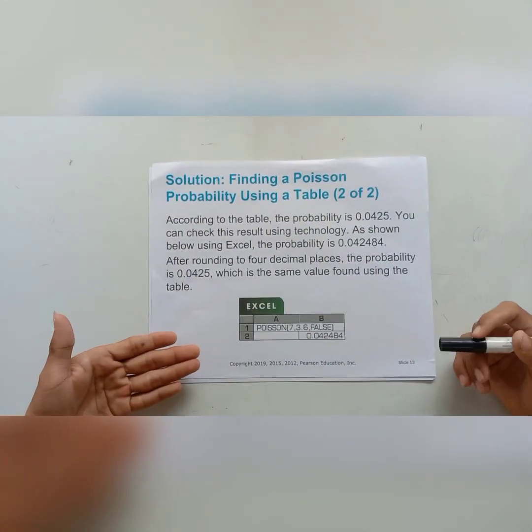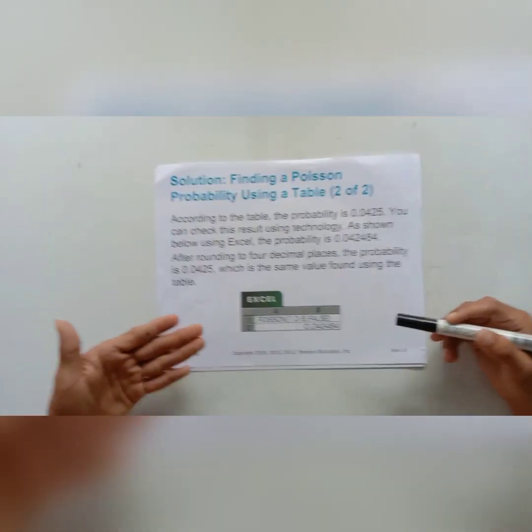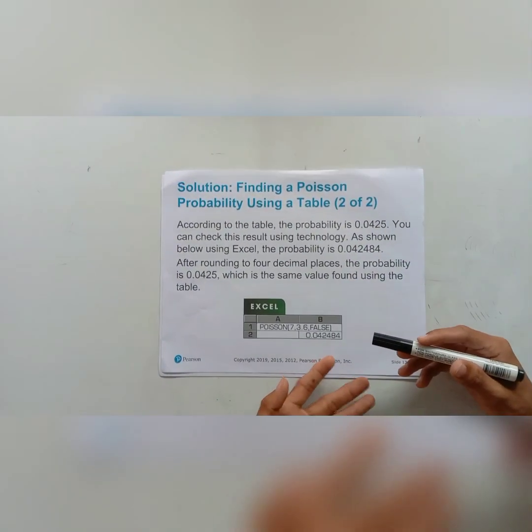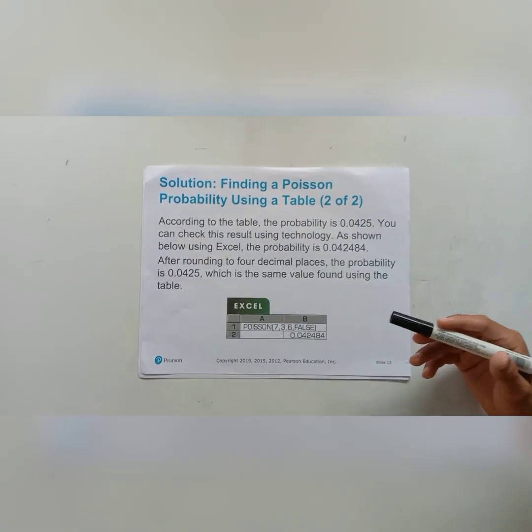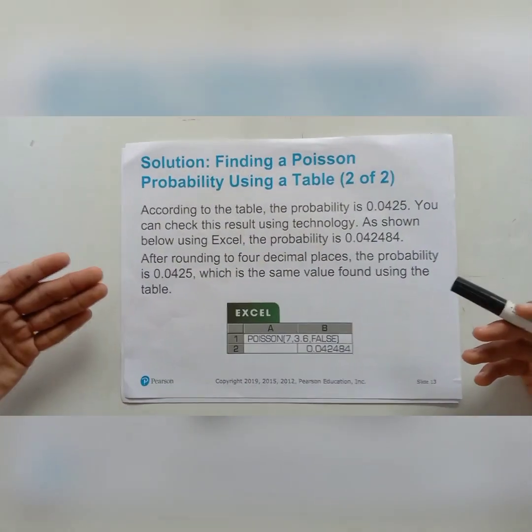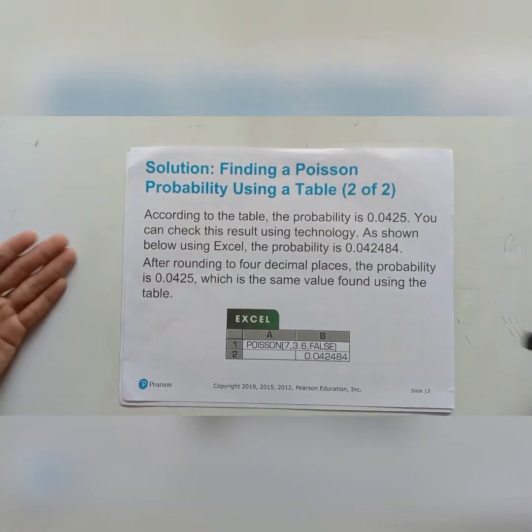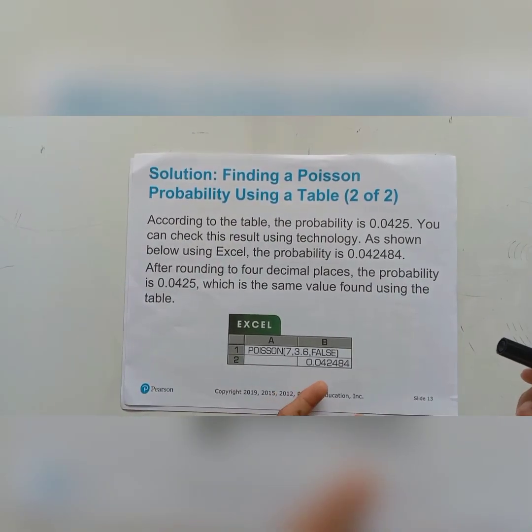In Excel, we can find that the probability is 0.042484, and after rounding to 4 decimal places, the probability is 0.0425, which is the same value we found using the table.